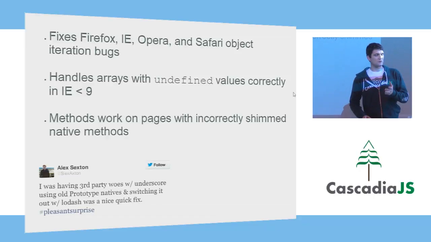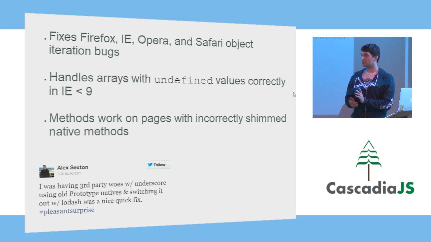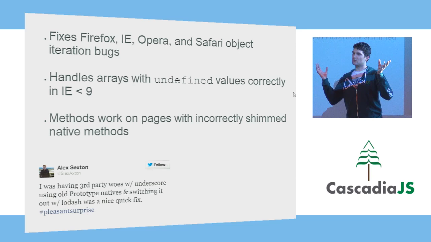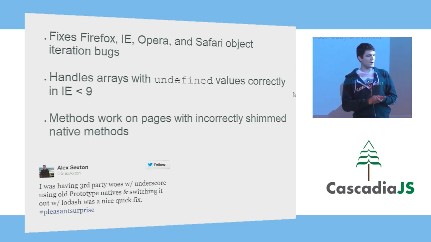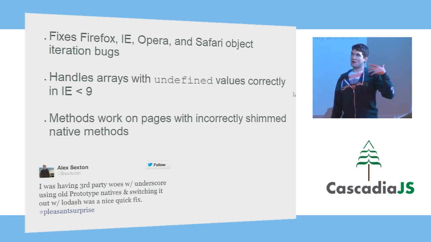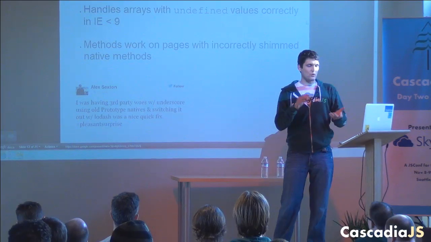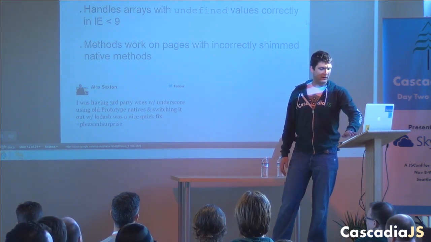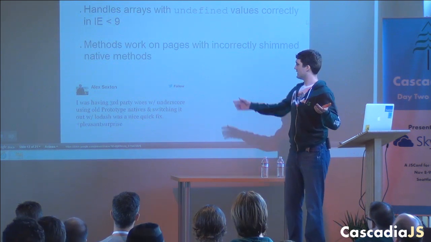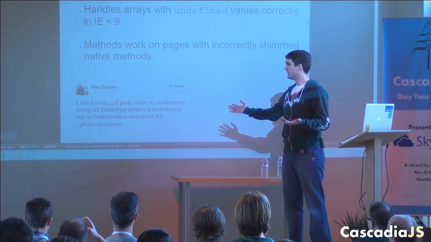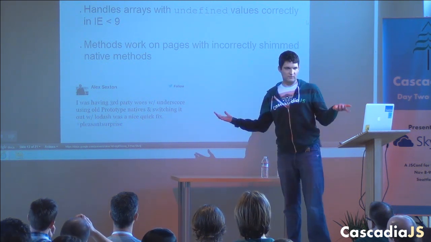So these fixes: object iteration issues, and these issues are not just IE. They're in Opera, Firefox, and Safari. And I fix them all, and it's done during the conditional compilation, so browsers that don't have those bugs don't get the fix. Also, I handle, like I said before, sparse arrays consistently, as IE less than 9 treats different arrays as sparse and non-sparse. This treats them consistently, and also fixes things to where they work on pages with incorrect shims. This is Alex Sexton tweeting, hey, he created a plugin and he was using underscore and it broke on pages with old versions of Prototype. And so he used Lodash, everything just worked. Great.